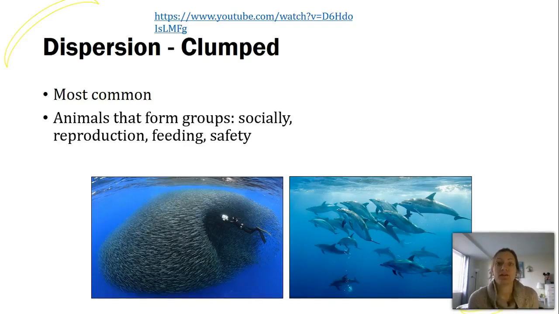It could also be seen due to reproduction. It's much easier to reproduce with other members of your species if you are around other members of your species. It can also be used for feeding. So going back to dolphins, dolphins will work together to feed on a school of fish. And it's really fascinating watching them do this. Some shark species do this as well. And then related to feeding, if you're the one being fed upon, there literally is a safety in numbers.